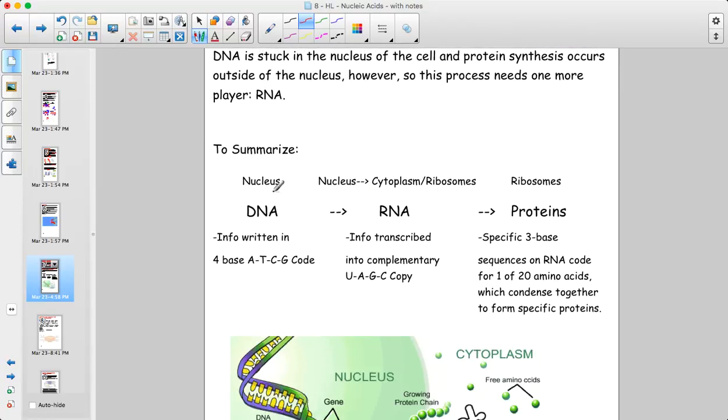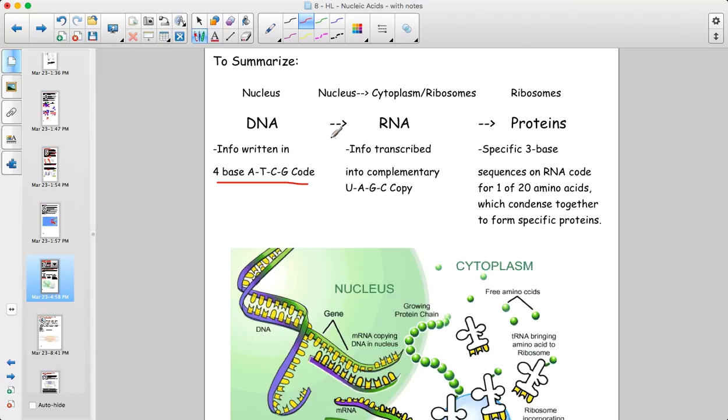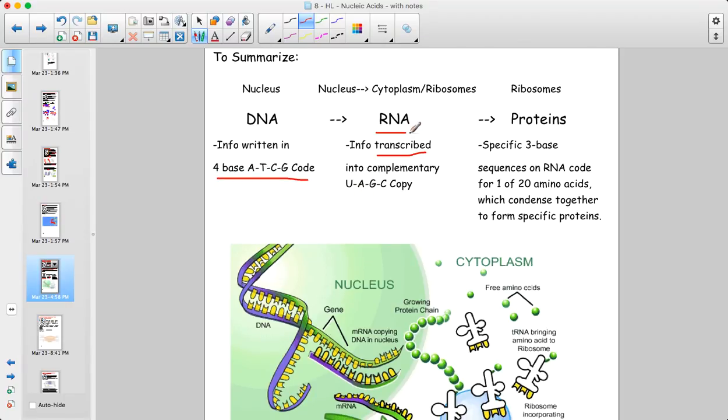So DNA itself is stuck in the nucleus. It's got that A, T, C, and G code, the 4-letter code. So the way that the message actually gets out is that it has to be copied down or transcribed, which is why the process is called transcription, by RNA, specifically messenger RNA. But for the chemistry exam, you don't need to know the difference between M and T RNA.